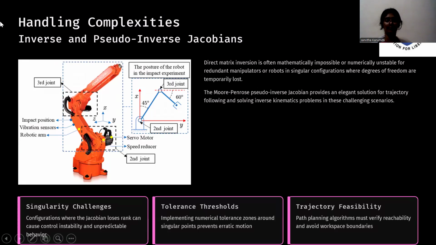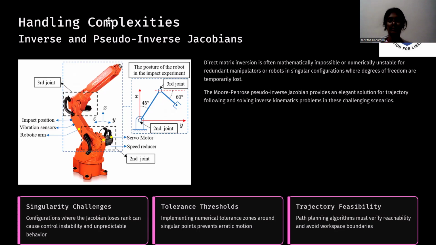Next, handling the inverse and pseudo-inverse Jacobians. Direct matrix inversion is often mathematically impossible or numerically unstable for redundant manipulators or robots in singular configurations, where degrees of freedom are temporarily lost. The Moore-Penrose pseudo-inverse Jacobian provides an elegant solution for trajectory following and solving inverse kinematics problems in these challenging scenarios.